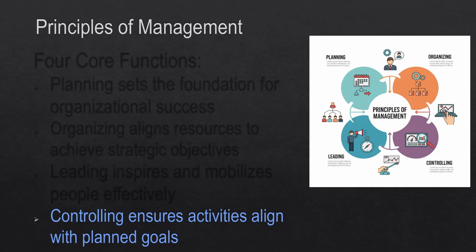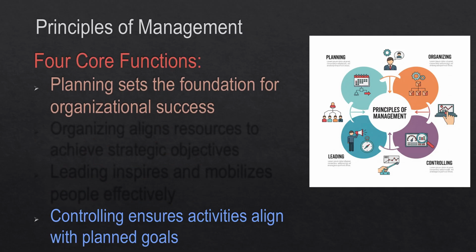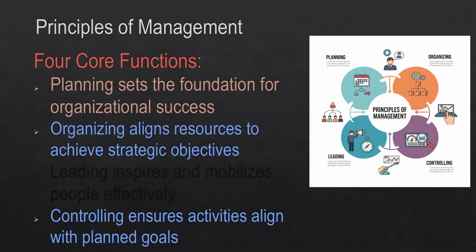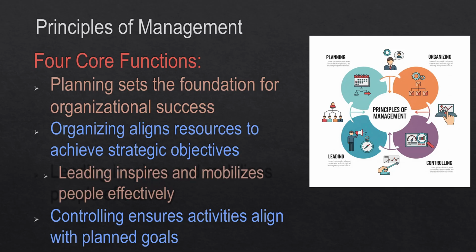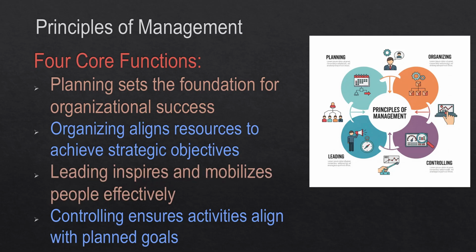We just finished concept 3, organizing and empowering resources. So the 4 core functions we learned in Principles of Management are: planning sets the foundation for organizational success. Organizing aligns resources to achieve strategic objectives. Leading inspires and mobilizes people effectively, and I'm sure you already read it. If you didn't read ahead, that's awesome. Controlling ensures activities align with planned goals.